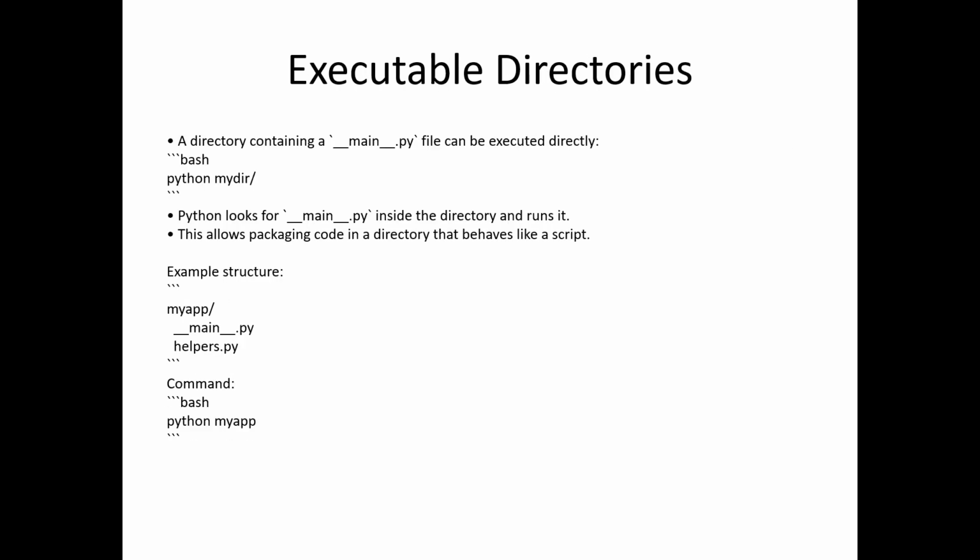Now let's talk about executable directories. If a directory contains a file named __main__.py, Python can run that directory as if it was a script. Python looks inside the folder, finds __main__.py and executes it. This technique is useful if you want to bundle your code in a folder that behaves like a runnable application.